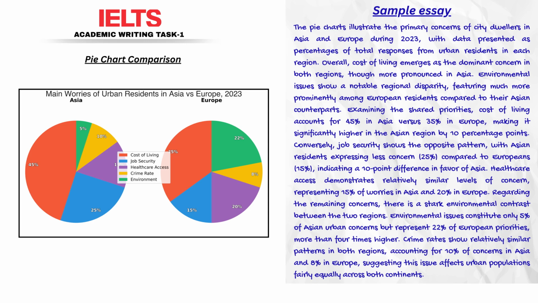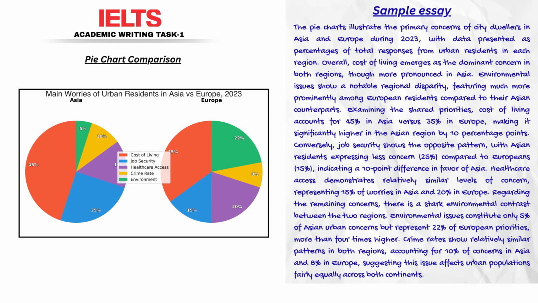Now, let's zoom in on the introduction. The chart is titled, Main Worries of Urban Residents in Asia versus Europe, 2023. A novice writer might just copy this. But look at our model answer. It says, the pie charts illustrate the primary concerns of city dwellers in Asia and Europe during 2023. It has masterfully paraphrased using high-quality synonyms. Illustrates for shows, primary concerns for main worries, and city dwellers for urban residents. This immediately signals strong language skills.